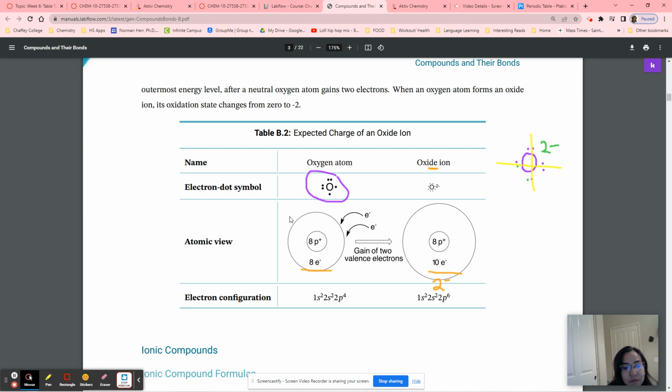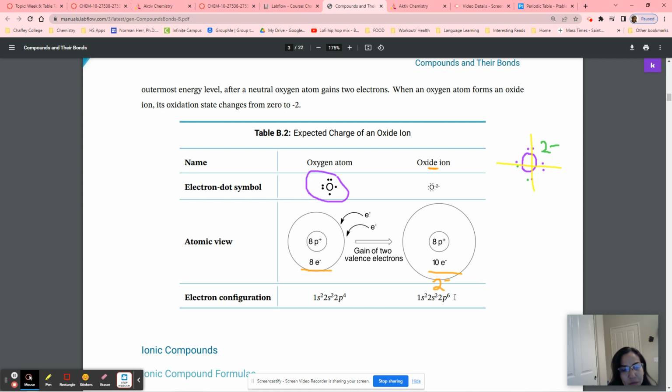Everything else is the same. You'll notice that the size of your ion is bigger, okay? Not smaller, but bigger. And we want to know, well, why is our ion a little bit bigger? Well, we did add 2 electrons to its outer shell, right?